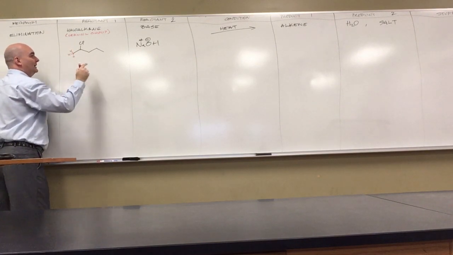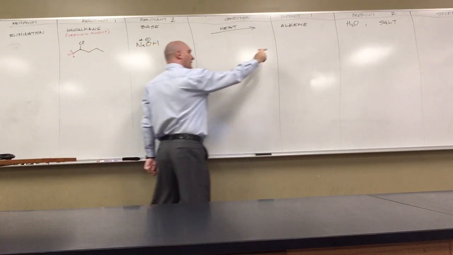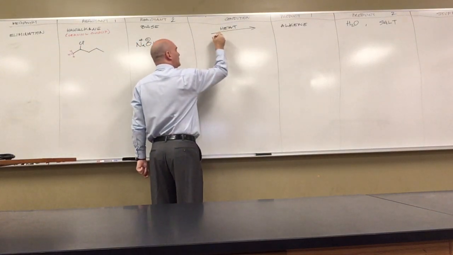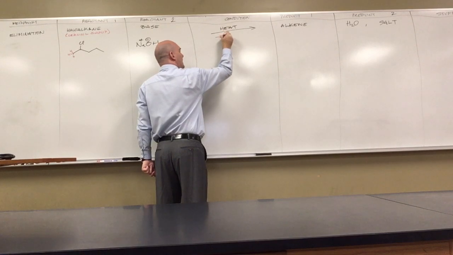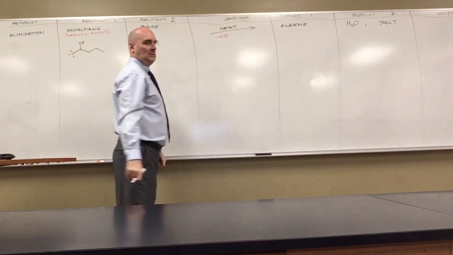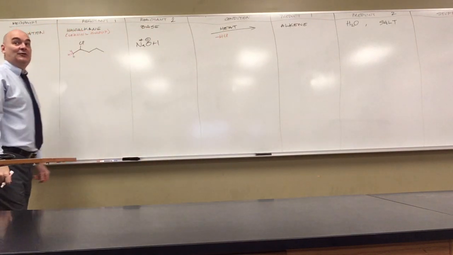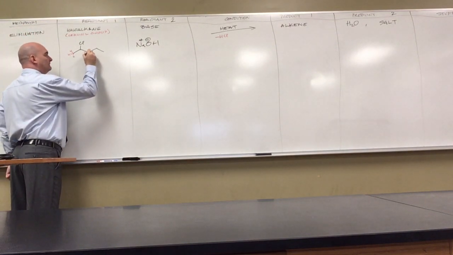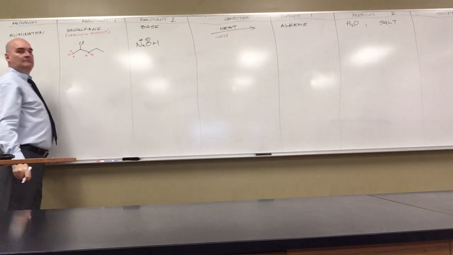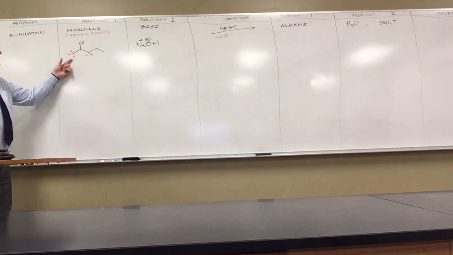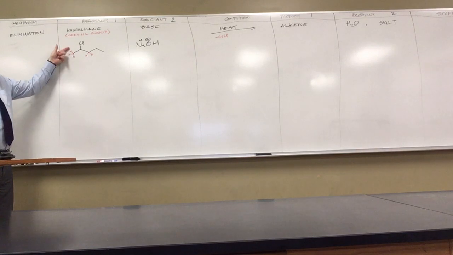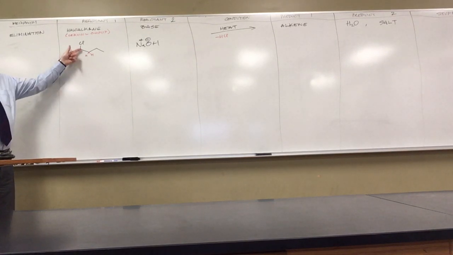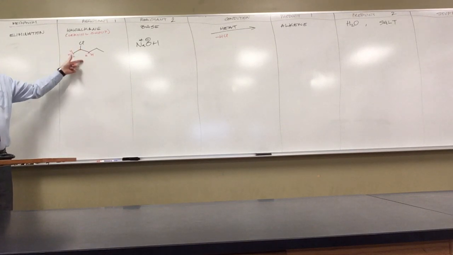This is an elimination. So it's going to make me an alkene. So what I'm doing is I'm removing HCl. This is a dehydrohalogenation. I have 3 hydrogens that are one group away from my leaving group. Or these 2 hydrogens that are also one position away from my leaving group.